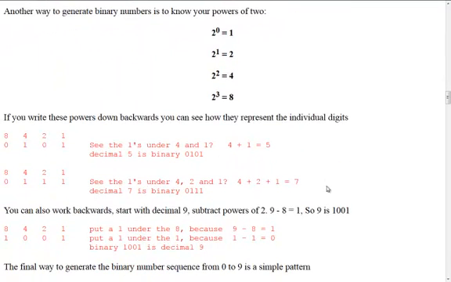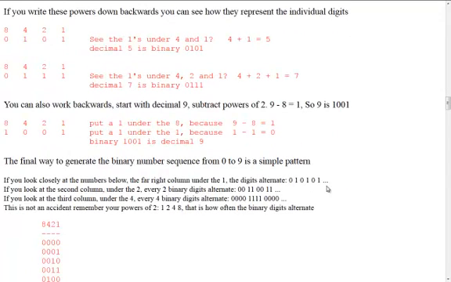Another way to generate binary numbers is to know your powers of 2. 2 to the 0 power is 1. 2 to the first power is 2. 2 to the second power is 4. 2 to the third power is 8. If you write these powers down backwards, you can see they represent the individual digits. So I'm going to write 8, 4, 2, 1 down backwards, and below it I'm going to put a binary number 0, 1, 0, 1. See the ones under 4 and 1? They represent the numbers 4 and 1. 4 plus 1 equals 5. This tells us decimal 5 is binary 0, 1, 0, 1.